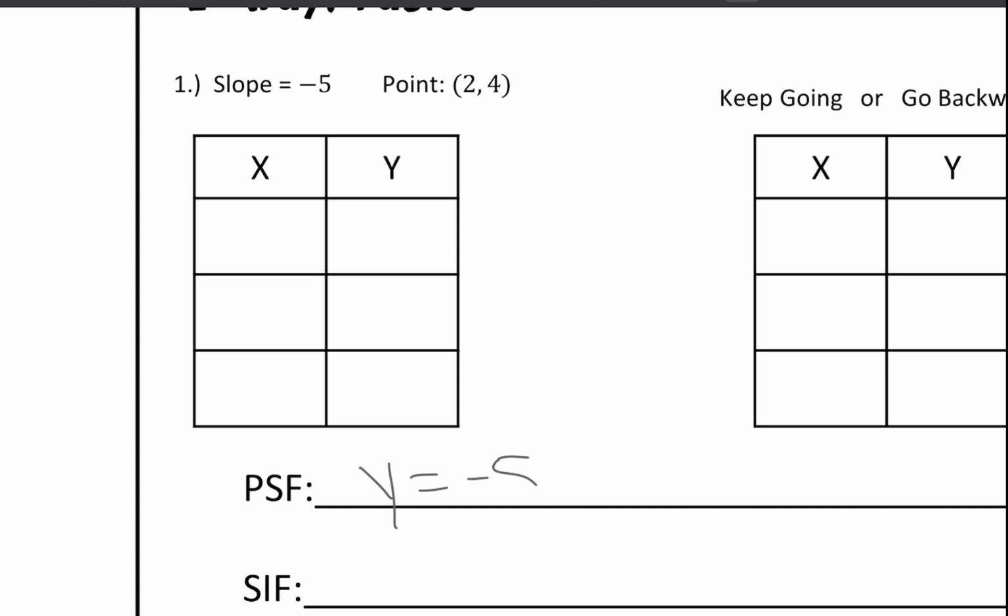So when we write this out in point slope form, we have -5 times x minus 2 plus 4. Remember, we do the opposite with this guy because x is a liar, pants on fire. Now remember, x is only a liar when we plug them into the point slope form equation. So with this x and y, we just copy and paste it.